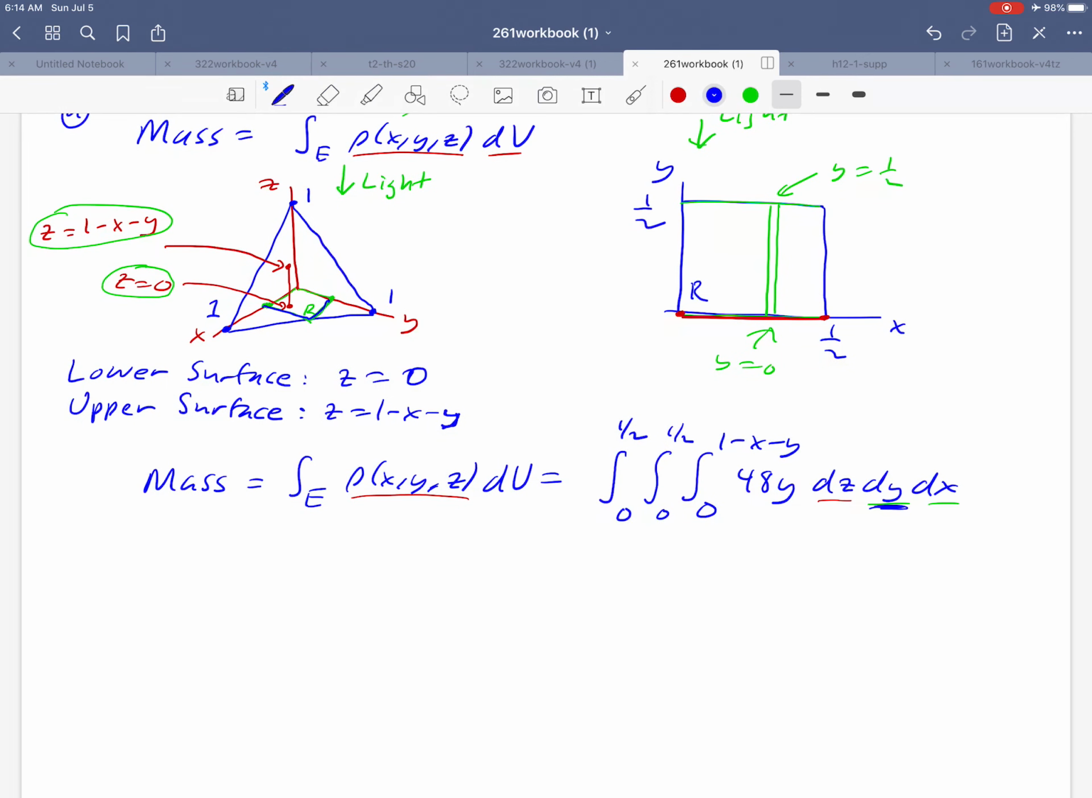The process here is the same as what it was in the last section. We've just got an extra dimension going on. So I'm going to start by just rewriting the two outer integrals. And now what we need to integrate is 48y with respect to z. Remember that y is being treated as a constant. We take an antiderivative of 48y with respect to z. We're just going to get 48yz evaluated between our limits, which look like 1 minus x minus y and 0.